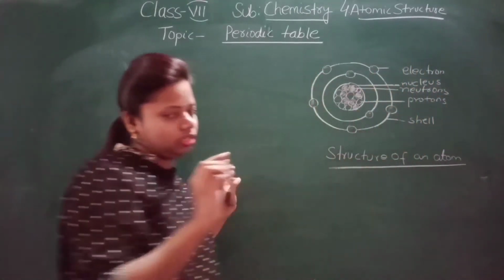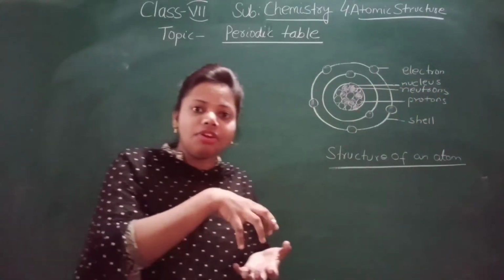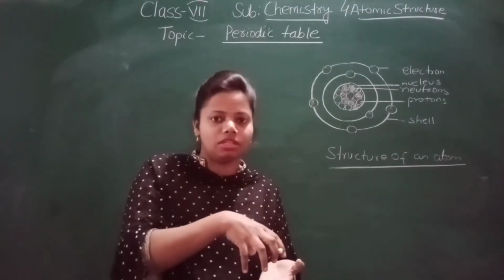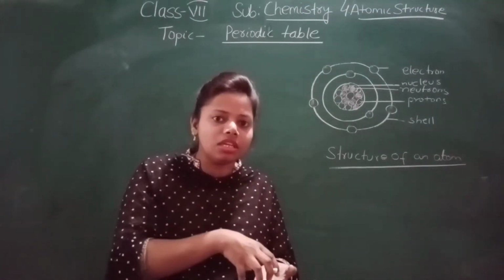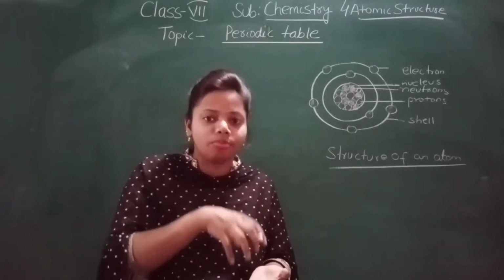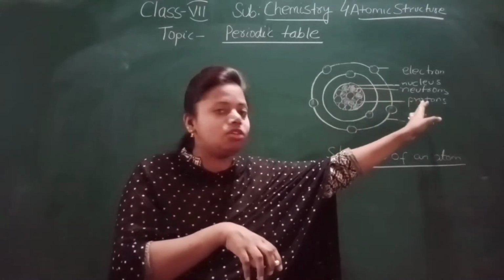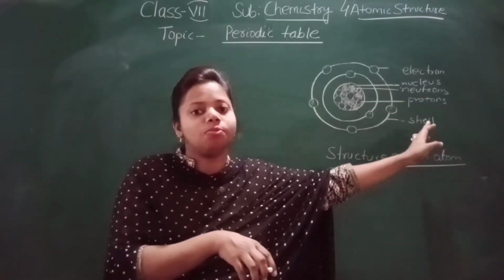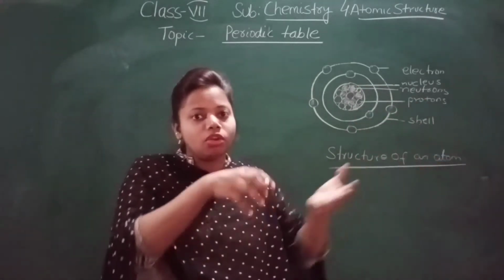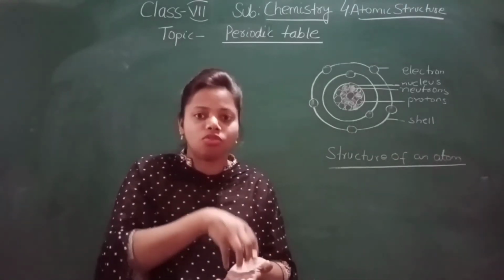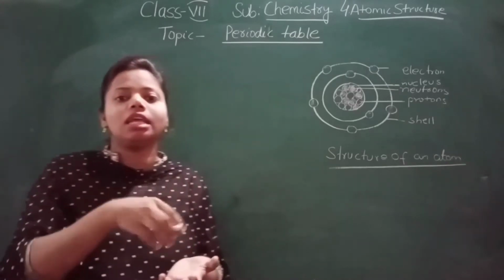In the center of an atom the nucleus is present, and inside this nucleus, what is there? Neutrons and protons are there. The shaded one is the neutrons, and the unshaded one is the protons. The nucleus is present at the center of an atom, and inside it are neutrons and protons. So where are the electrons?